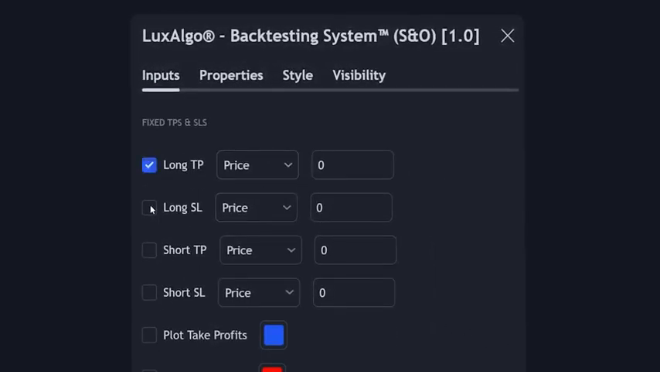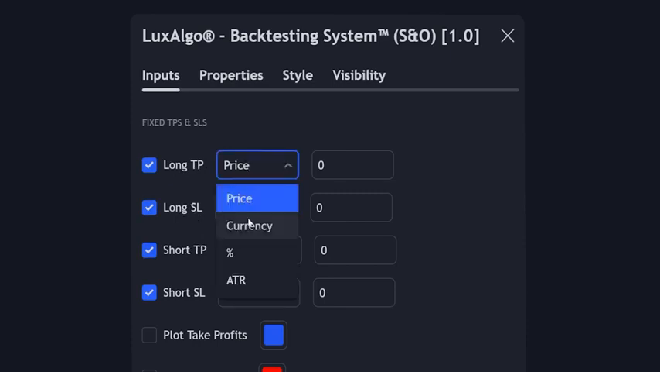And any strategy is incomplete without take profits and stop losses. So now in the 1.0 release as of today, you can set take profits and stop losses individually for long or short orders using a fixed price value, or by using a specific percentage away from your entry, or by using the average true range, all directly within the script.